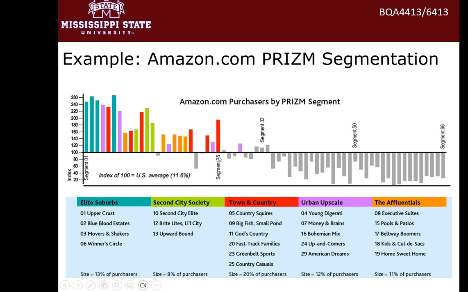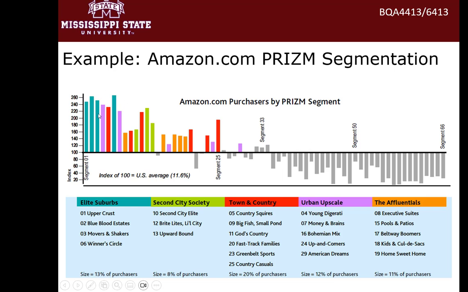So here's a nice little example of customer segmentation. This is the Prism segmentation, and this is just a commercial segmentation solution you can buy. This little graph shows Amazon.com and the amount of purchases we have by Prism segment. So 100 is the average person in the US, how much they order from Amazon.com.